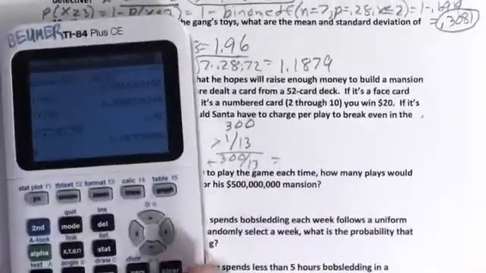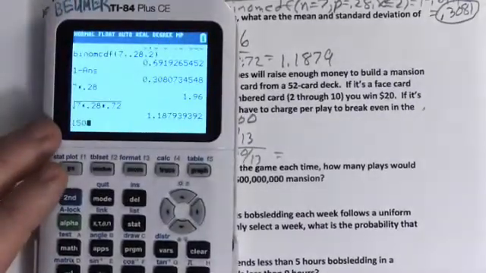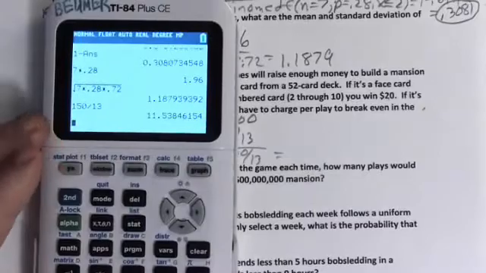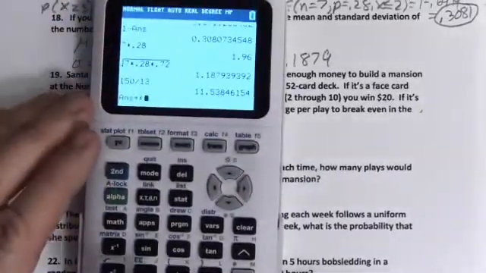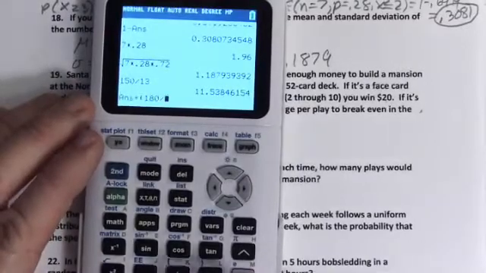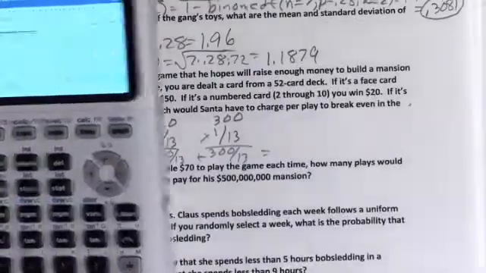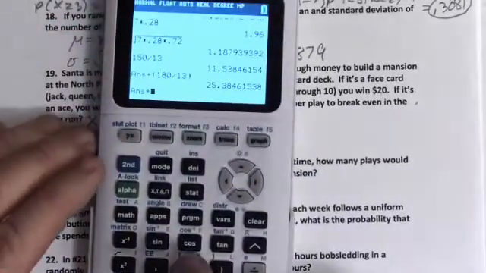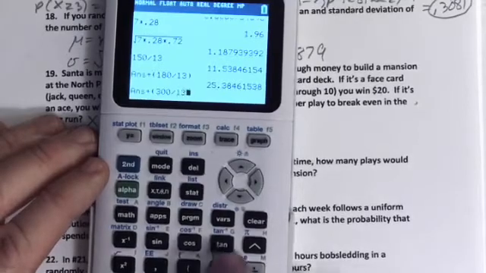All right, and so let's do that. So this would be 150 over 13. So I'll go 150 divided by 13 is equal to, and then plus, and then 180 over 13, plus parentheses 180 divided by 13, close parentheses, and then plus the last one, which would be 300 divided by 13.